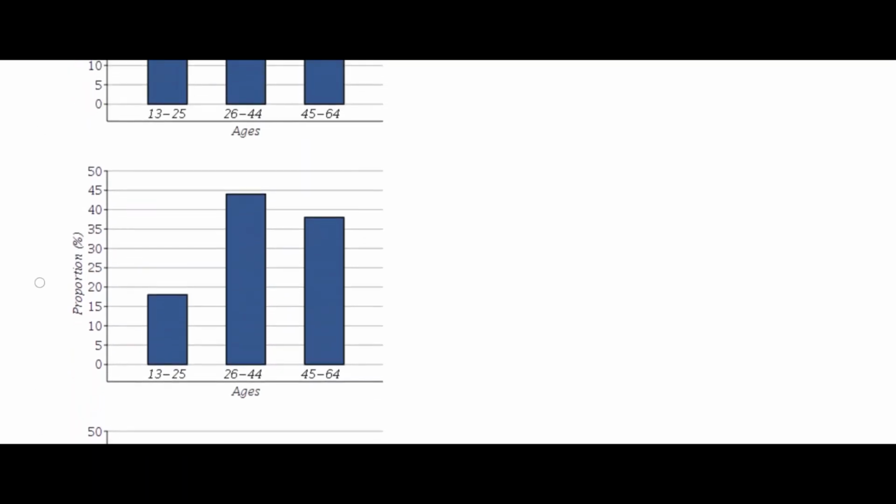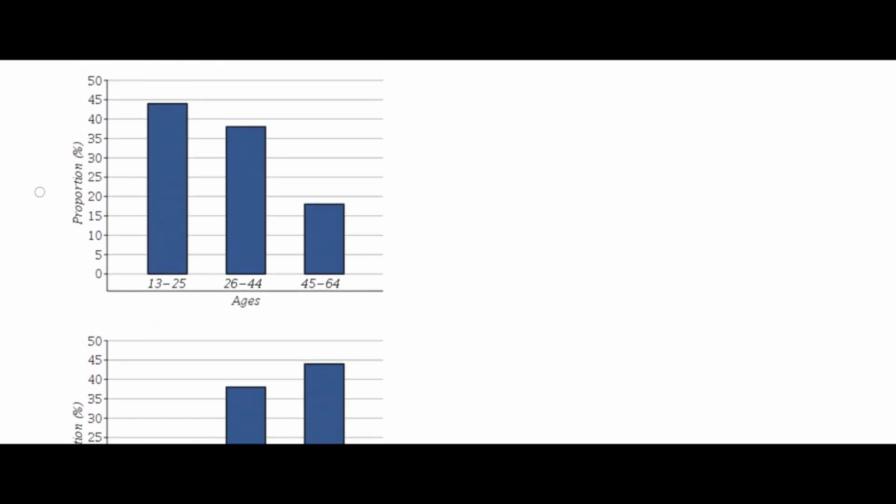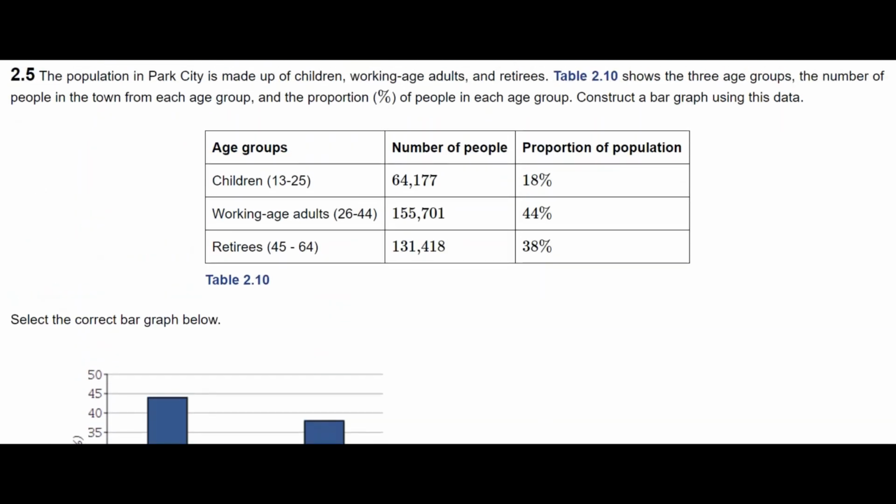So obviously the fourth choice is the correct choice, and we see that the population of children, which are 13 to 25, is about 18%. The population of working adults between 26 and 44 is 44%, and 45 to 64-year-old people, which are retirees, are about 36 or 37%, which from the table we can say is 38%. Yes, it is closest to 38%.